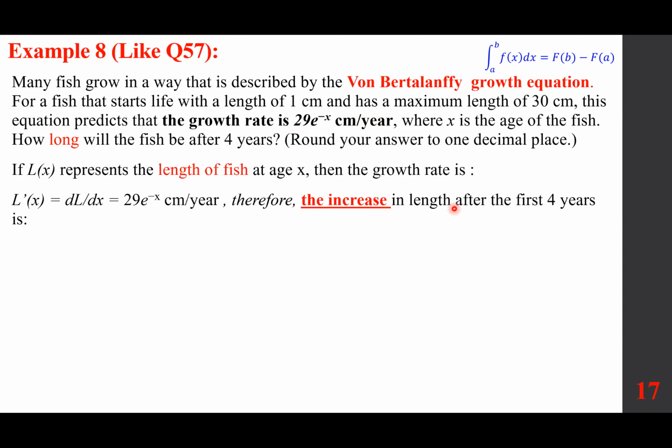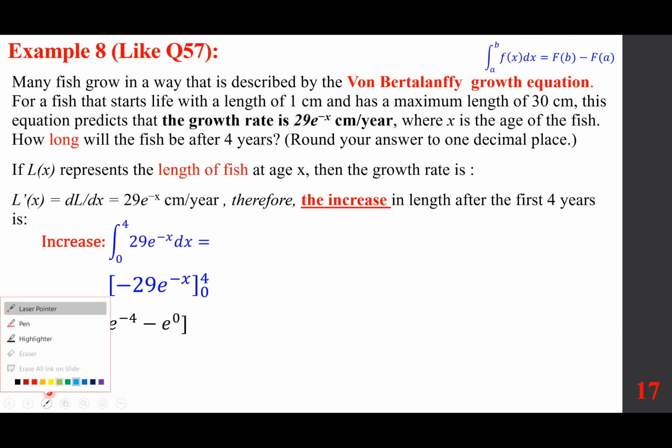So the amount of increase in length for the first 4 years, that means from 0 to 4, and then we put that formula. So the amount of increase from 0 to 4 is the integral of 29 e to the power minus x dx. And let's evaluate that. We're going to divide this by minus 1, becomes negative 29 e to the power of minus x, evaluated from 0 to 4. And to evaluate this, let's keep the negative 29 intact, and then e to the power of minus 4 minus e to the power of 0.